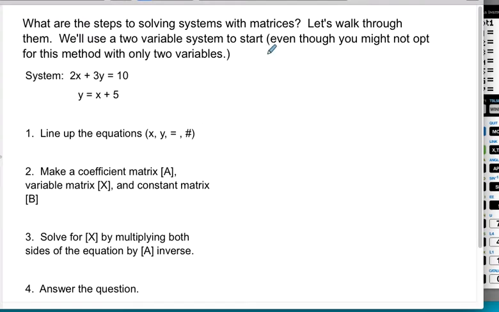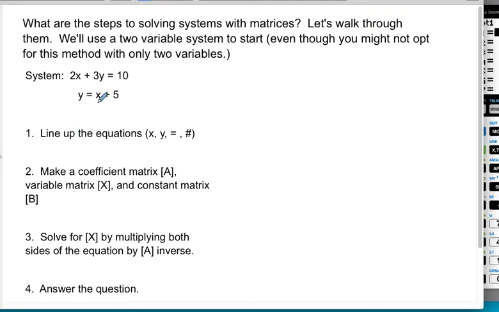So let's walk through the steps of solving with matrices. We're going to walk through this particular one, and then we'll go from there. Okay, so this is a pretty easy one. I'll be honest, I would not use matrices to do this. I'd use substitution. It is already solved for y. If you were actually going to solve this, you would substitute in the x plus 5 for this y, and then clean the whole thing up, and it would be great. But we're going to do it using matrices to prove how you would do it.